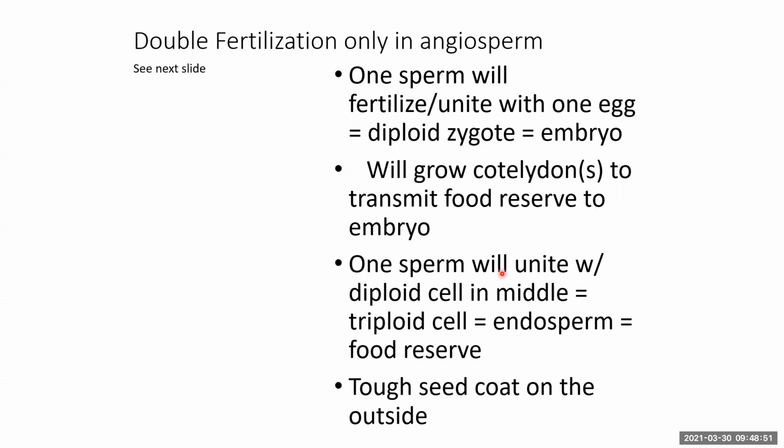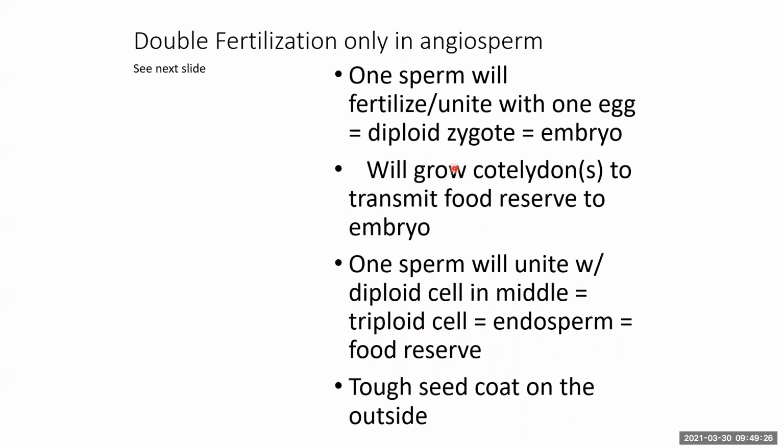One sperm will unite with the diploid cells in the middle. And since those cells in the middle are diploid, the addition of the sperm cell to those two diploid cells adds another copy of the chromosomes. So they then become triploid. And so the endosperm that results from that process is a triploid cell. And this is the food reserve. Okay.